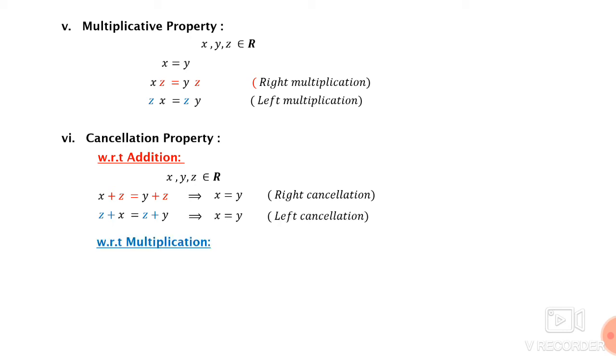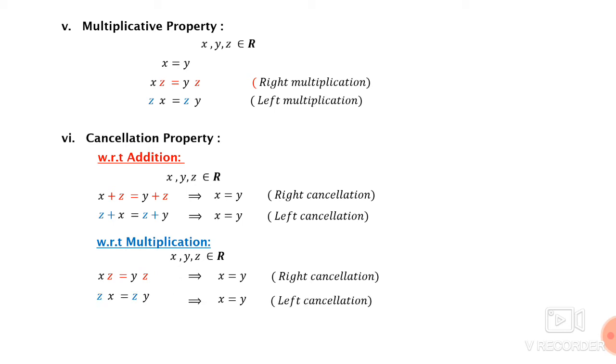Now cancellation property with respect to multiplication. It is the inverse of multiplicative property. X, Y, Z belong to real numbers. XZ is equal to YZ. We can cancel out this Z from both the sides. We will get just X is equal to Y. This is the right cancellation because Z was written on the right side. In the same way, we have left cancellation. These properties are also given in your book.